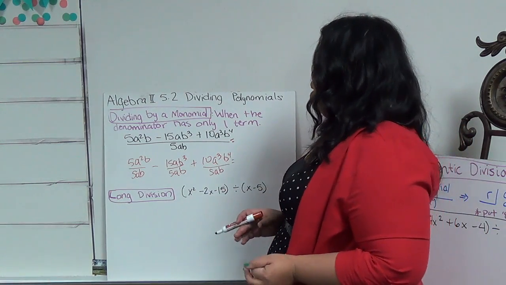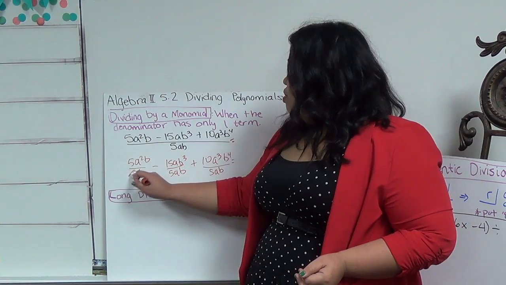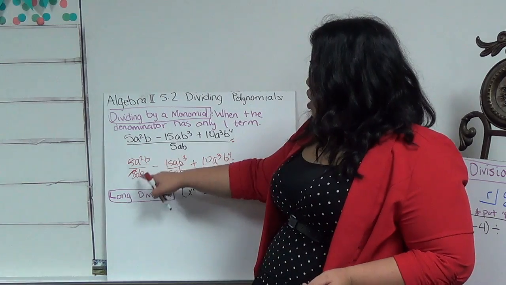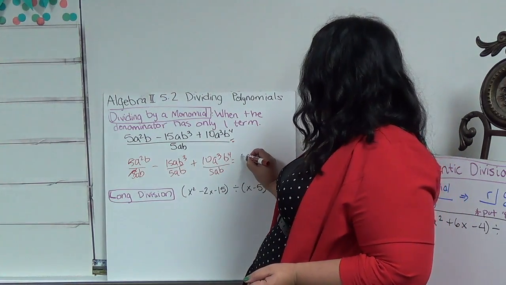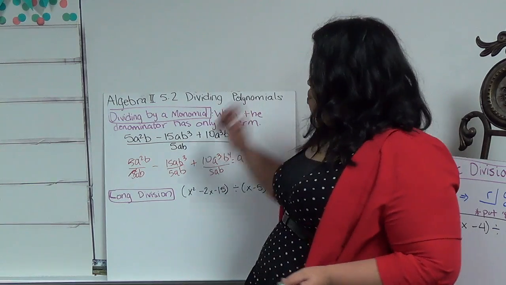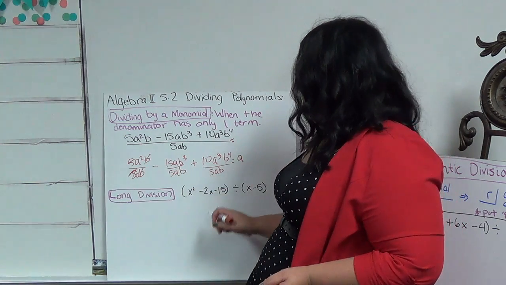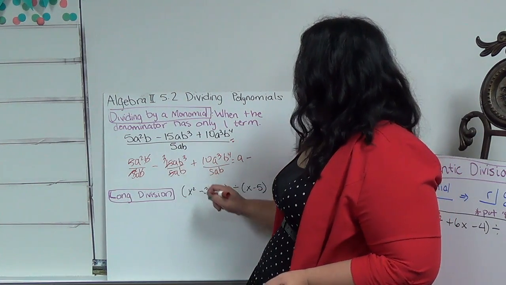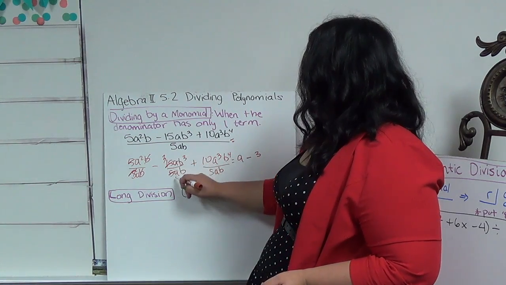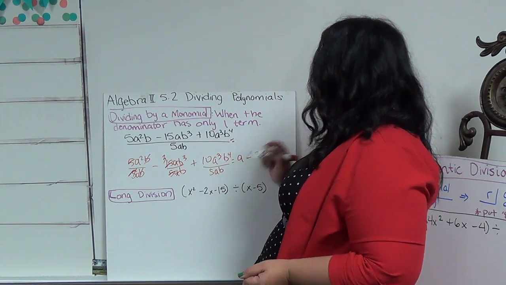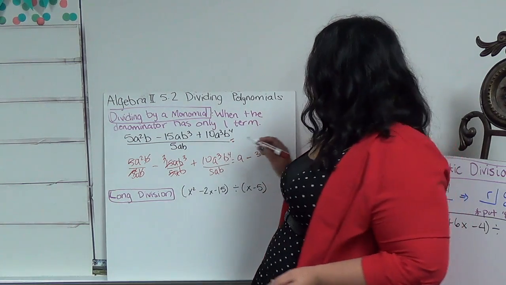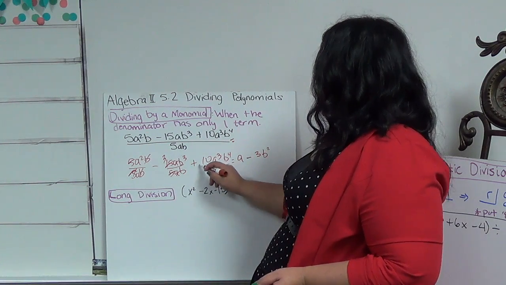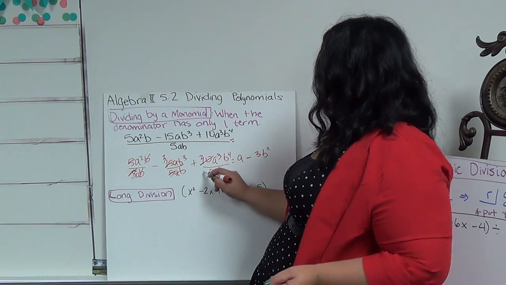So 5a squared b over 5ab, the 5s cancel out. Then a squared over a to the 1, 2 minus 1 gives me a. And b to the 1 over b to the 1 gives me 0. Then I have minus 15 over 5, which cancels out to 3. The a's cancel out, and b cubed over b to the 1 gives me b to the 3 minus 1, which is b squared, positive, so it's on top. Then 10 over 5 cancels out to 2.